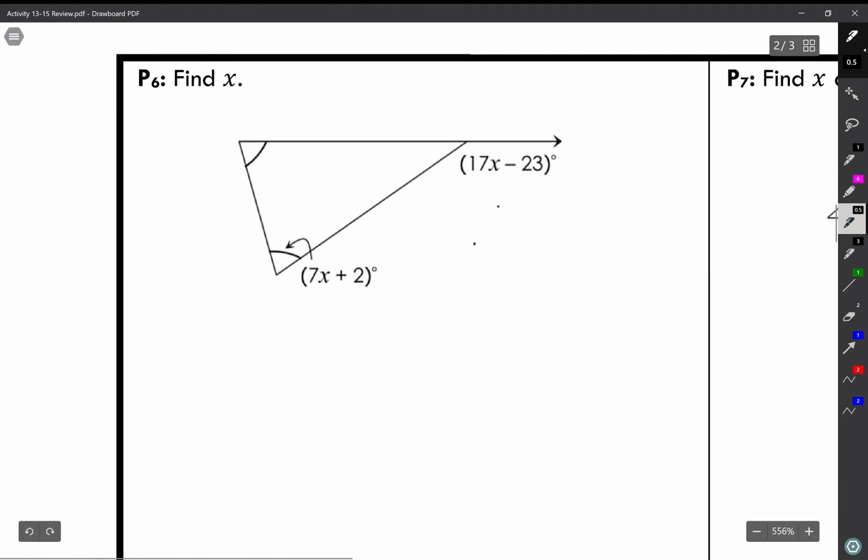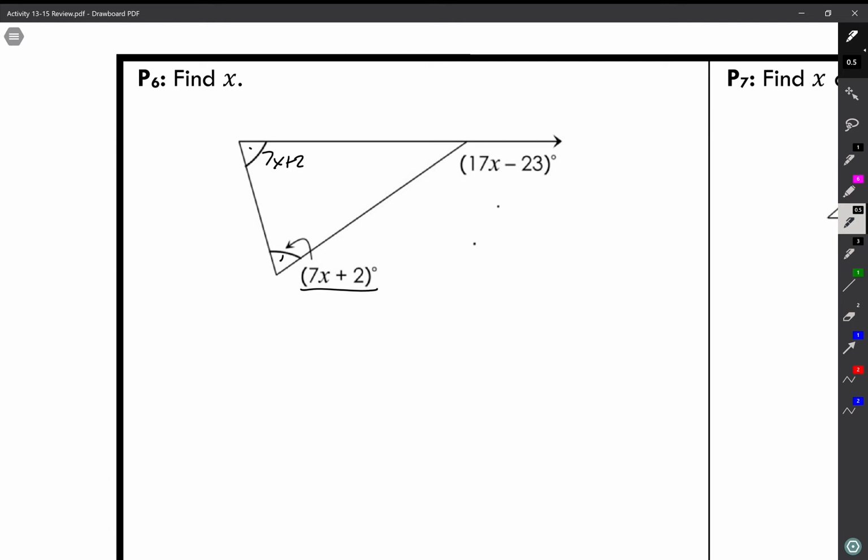Okay, moving on. Now look at this one. We have another exterior angle in a triangle right here, so I'm probably going to use that exterior angle theorem. But what's different with this one is that these two angles, my remote interiors, are equal. Okay? That's what that little hump means. It means they are equal. So I can still use the exterior angle theorem. I just know this is 7x plus 2, and this is what? Also 7x plus 2. Okay?